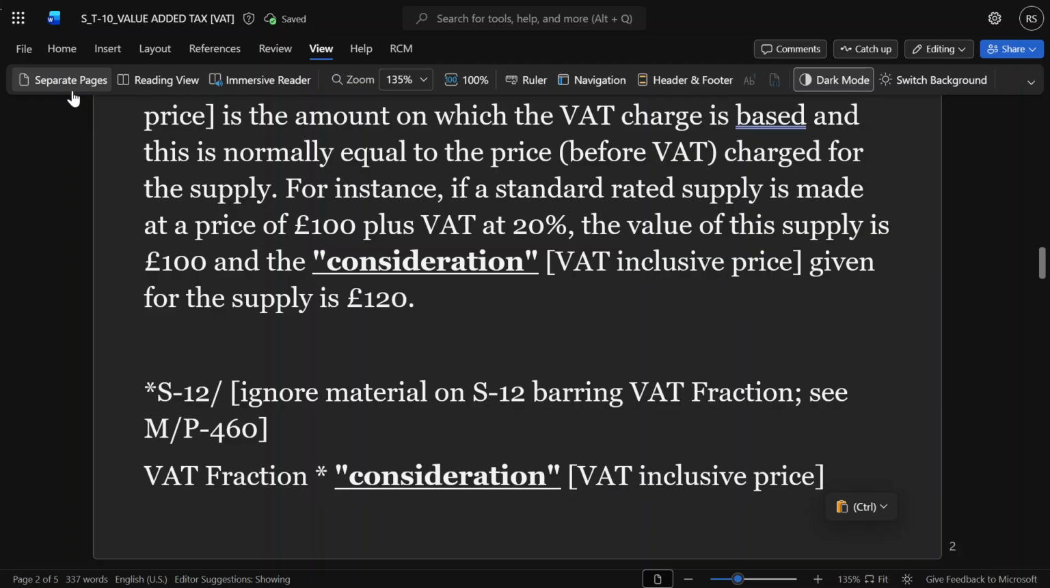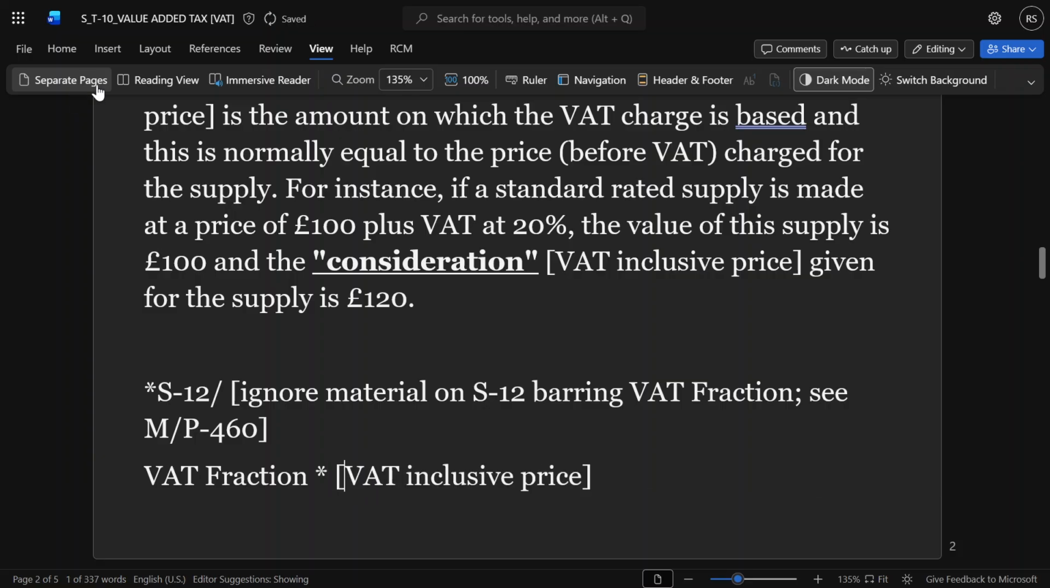Okay, we will not put the word consideration because we want to fit everything in one line, but you know that consideration is the same as the VAT inclusive price. So VAT fraction times VAT inclusive price is equal to VAT. Is this clear? That's what we use it for. So the VAT fraction is 20 by 120, the VAT inclusive price is 120, and so the VAT is 20. Okay, so that's how you get it.